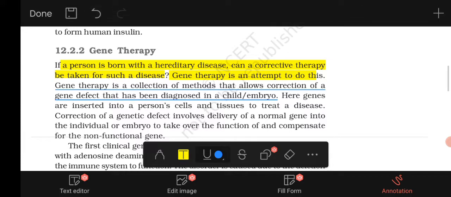This gene therapy is a collection of methods that allows correction of a gene defect that has been diagnosed in a child or an embryo. Here genes are inserted into a person's cells and tissues to treat a disease, and correction of a genetic defect involves the delivery of a normal gene into the individual or embryo to take over the function of and compensate for the non-functional gene.